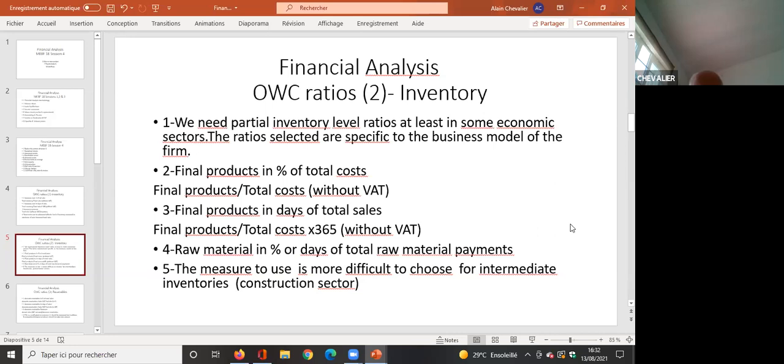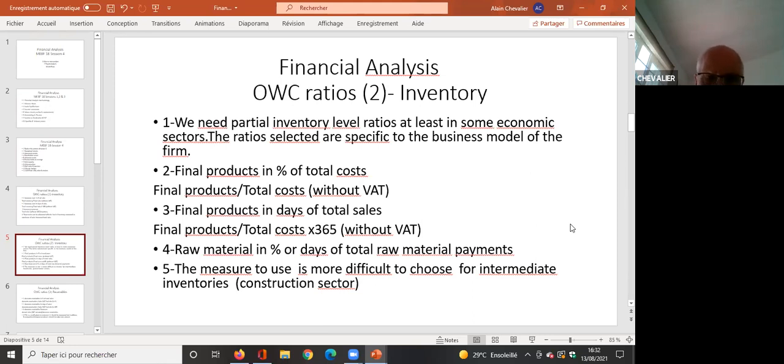This could be done in percentages. This could be done also, as with the preceding ratios, in terms of days of total sales: final products divided by total cost multiplied by 365. And again, without VAT. Same explanation we went through for global inventory.